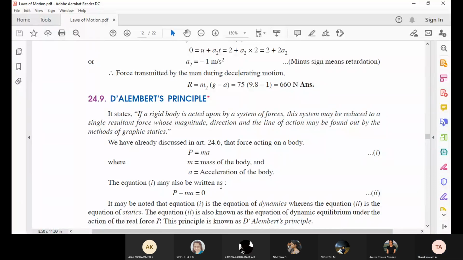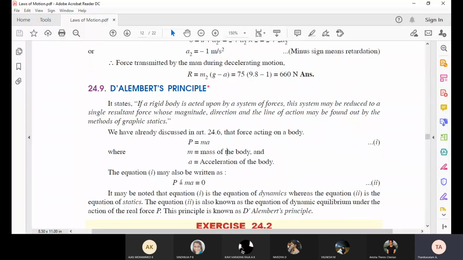That is enough. What is F? Force. What is m? Mass of the body. What is a? Acceleration of the body. Understand? The minus ma means inertia force, the reversed effective inertia force. Students, the minus ma means reversed effective inertia force.